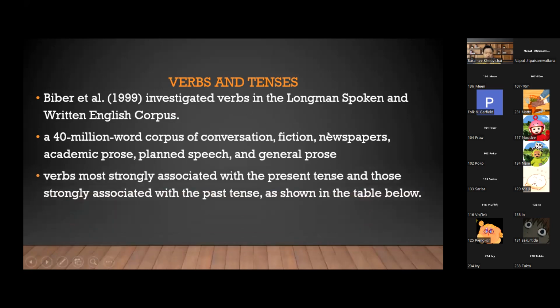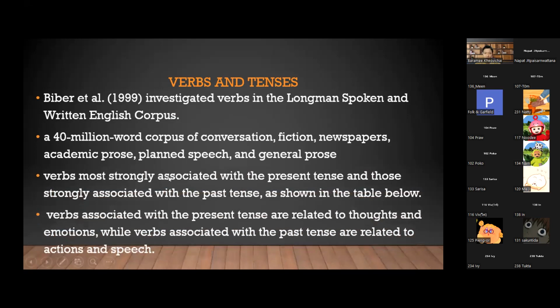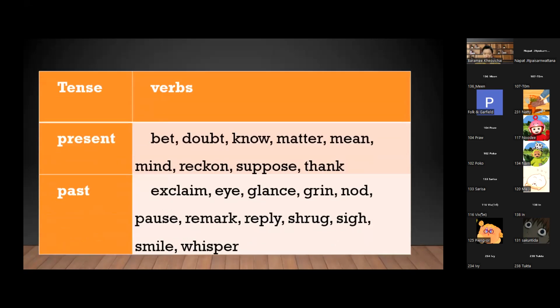They also have part of speech tagging. And then they found out that verbs associated with the present tense are related to thoughts and emotions, but verbs associated with the past tense are related to actions and speech. So this is the finding from the study.